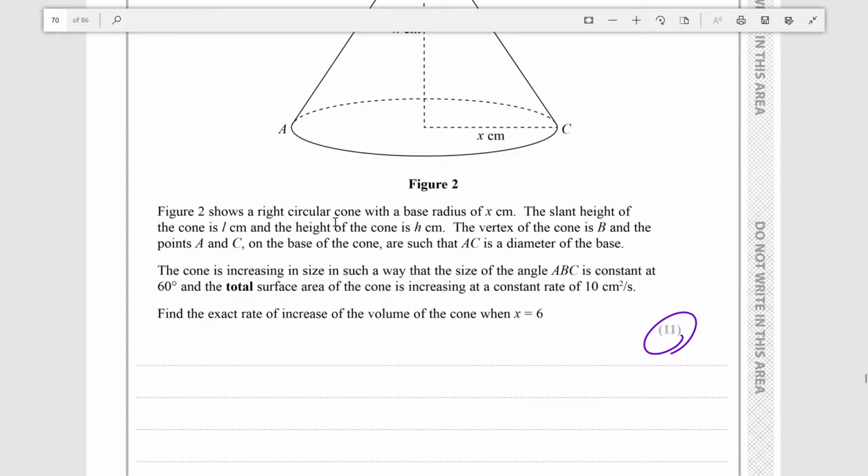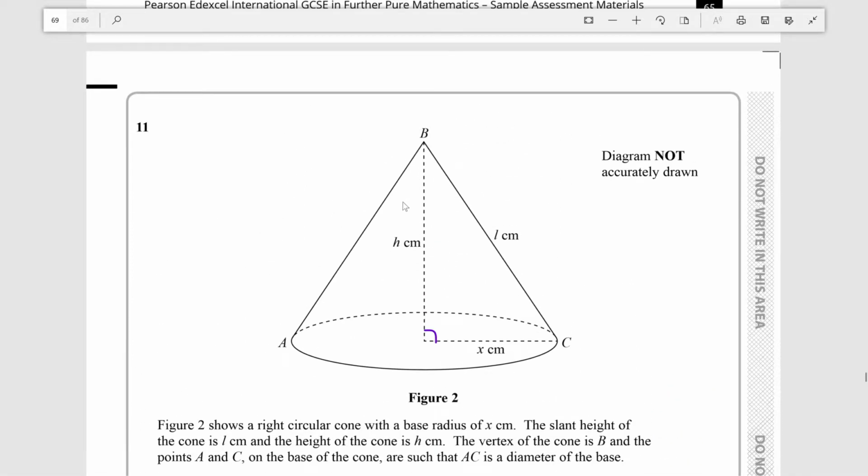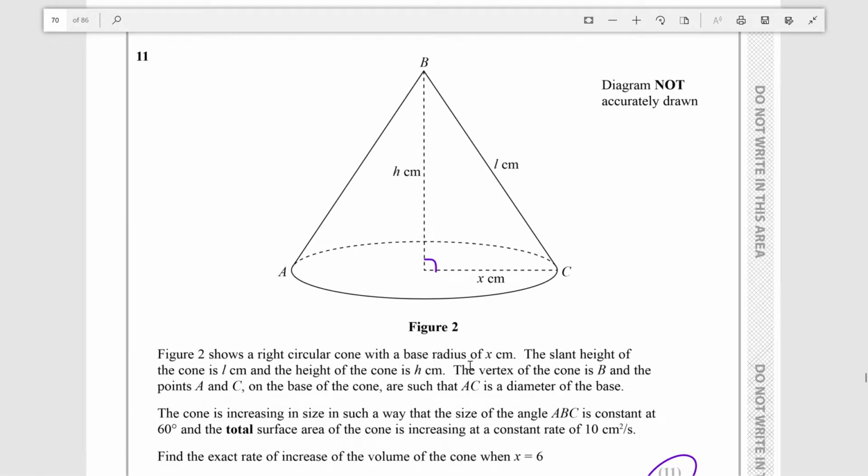Figure 2 shows a right circular cone, so right meaning that the top is always perpendicular to the diameter, no matter what diameter you're looking at. And basically, the vertex of the cone is B, and the points A and C on the base of the cone are such that AC is the diameter of the base. The cone is increasing in size in such a way that the size of the angle ABC is constant at 60 degrees. So what this tells us already is that ABC is an equilateral triangle.